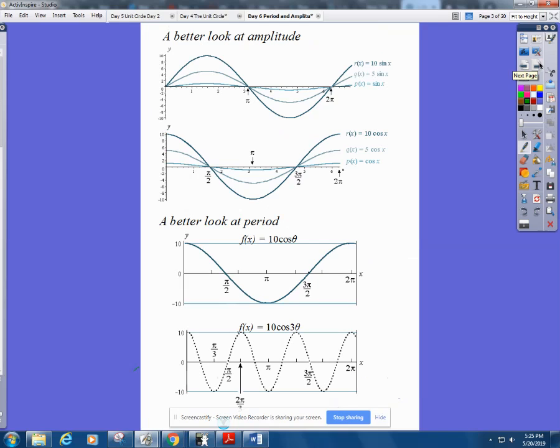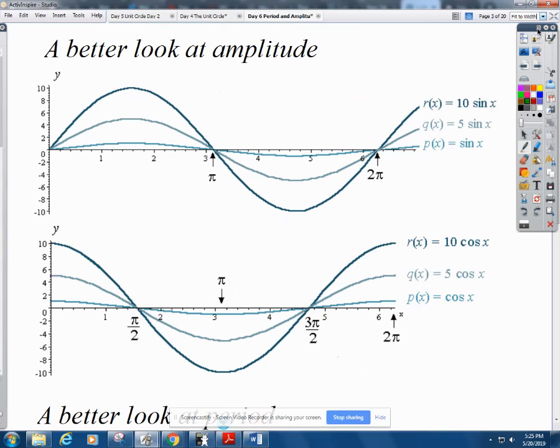So now we're going to page 25. And I promise we're almost done learning about the characteristics of these functions, and then you'll start graphing them before we learn about shifting them left and right and up and down, h and k. So better look at amplitude. I'm going to zoom into this. I think you get the idea that this is the radius of a circle.